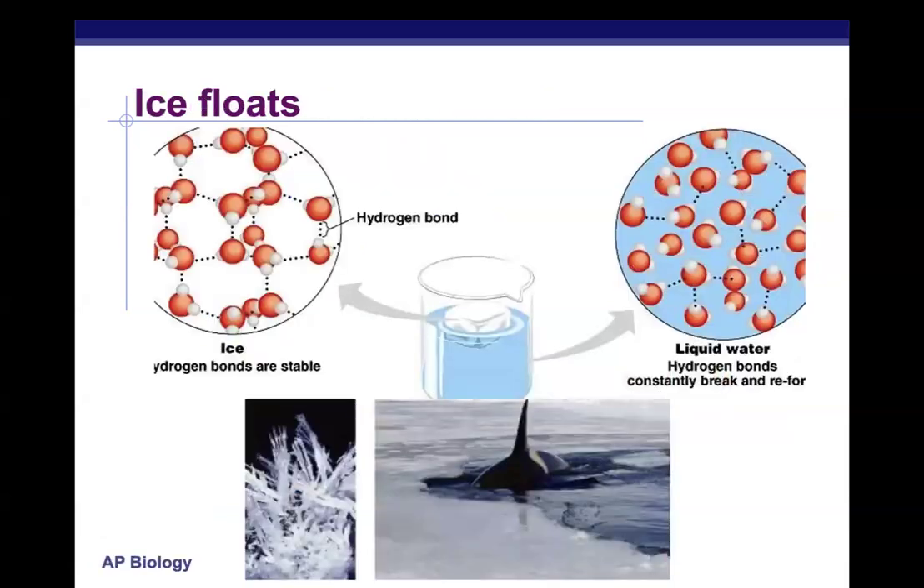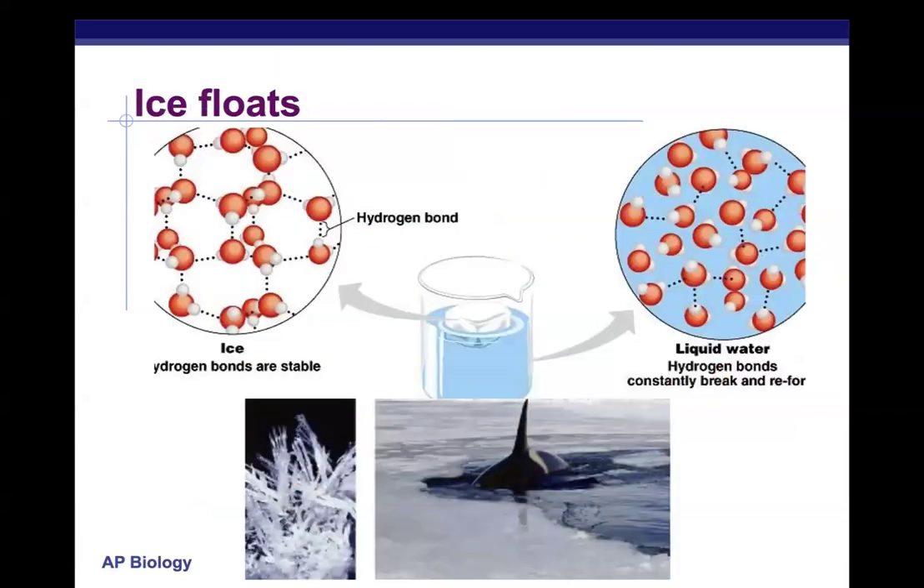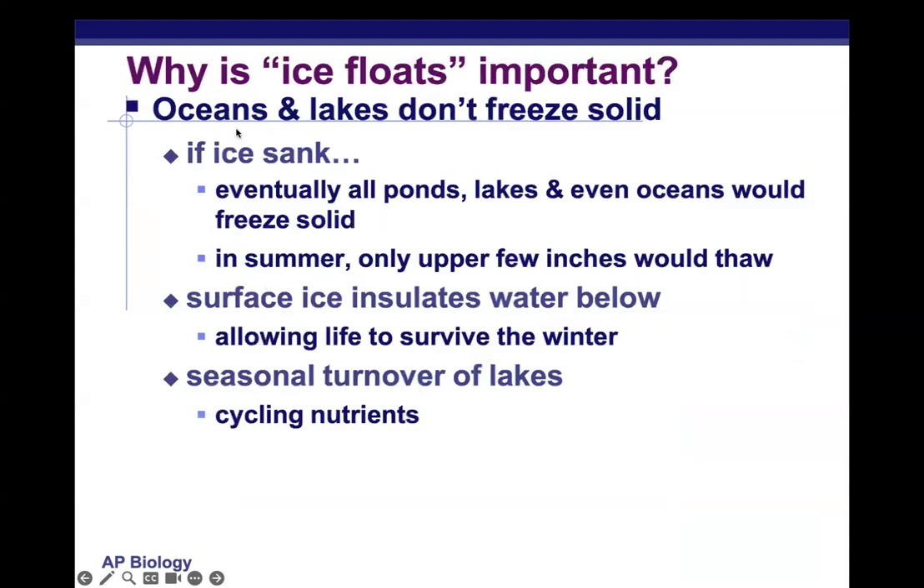Now, this is super important for life on Earth. And you can see another picture here of the hydrogen bonds constantly breaking and reforming in water versus remaining stable and spacing the water molecules out in ice. Now, this fact that ice floats is critical for life on Earth because oceans and lakes don't freeze solid.